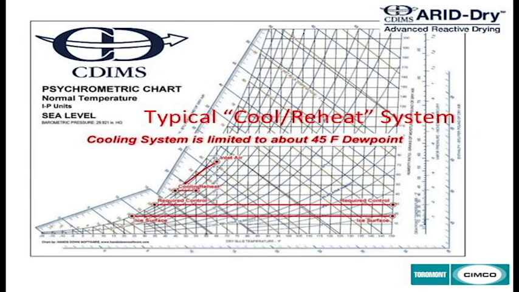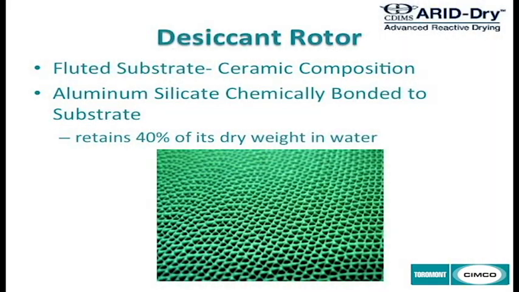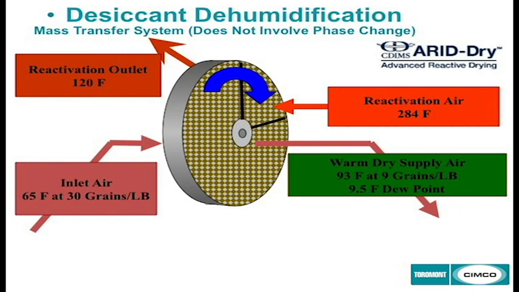So the technology that we employ is a dry desiccant technology. It's a rotor, basically. It's a substrate that we corrugate, and we impregnate a desiccant material, in this case aluminum silicate, into this material. Because it's fluted, the air can pass through it, as you can see. And the desiccant in that material is what's actually dehumidifying for you. That aluminum silicate can retain about 40% of its dry weight in water.